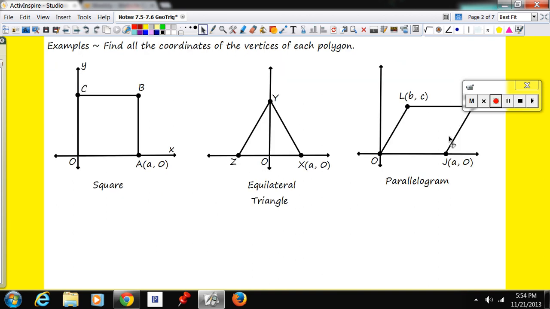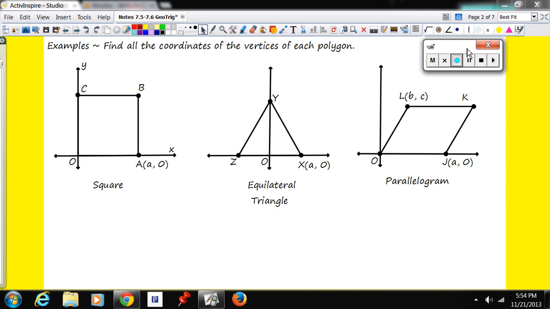Find all the coordinates of the vertices of each polygon. So we want to find the rest of these points. So if this is a square, and this is over a and up 0, that means all of these sides are a length. They're all a length of a. So this would be over 0 and up a. So over 0, up a. This would be over a and up a. So this would just be the point a, a. This is a perfect square here.